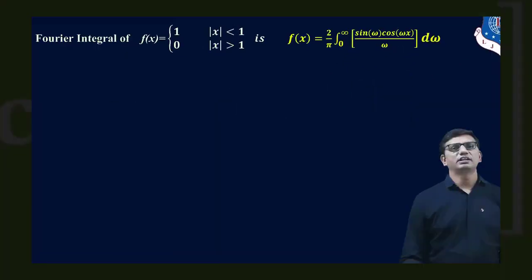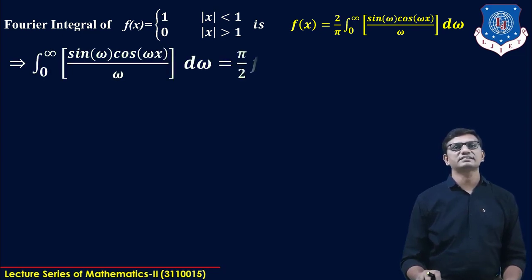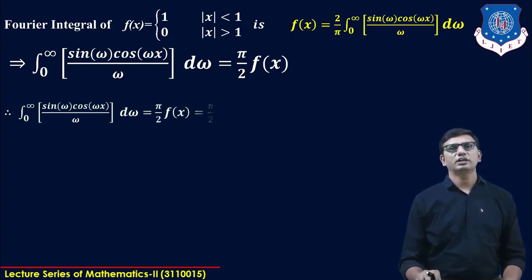Now we will see the exact value of the function at 1 and minus 1 because our function is discontinuous at 1 and minus 1. Here the Fourier integral is given by f x equal to 2 by pi integration 0 to infinity sine omega into cos omega x upon omega d omega. Now take the 2 by pi to the left hand side with f x, then we get integration 0 to infinity sine omega into cos omega x upon omega d omega equal to pi by 2 f x. Now we multiply our function f x with pi by 2 like this.